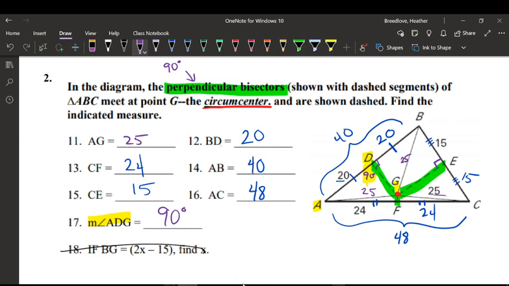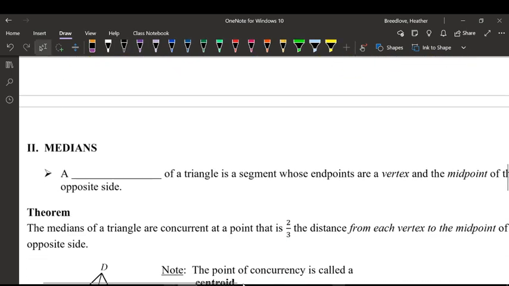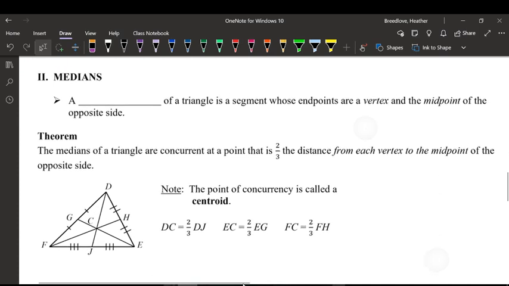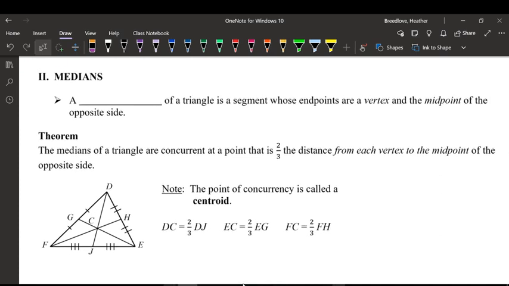Okay, so that's the first part of the notes. It's talking about the circumcenter, the center of the circumference, and perpendicular bisectors are how you find the circumcenter. The next part is very similar, and this is where it might get a little confusing.